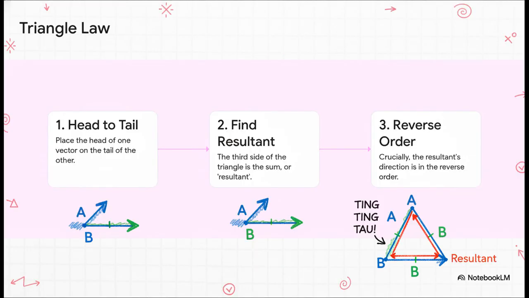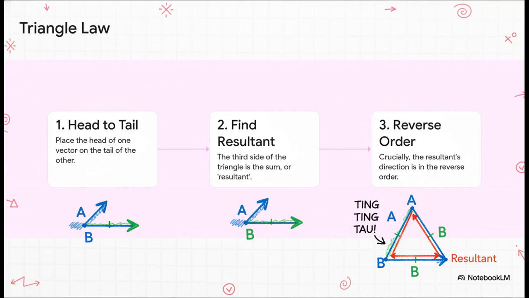We use something called the triangle law, and it's actually a really simple visual trick. All you do is line up your vectors one after the other, head to tail. The final sum, which we call the resultant, is basically the shortcut from your absolute starting point to your absolute ending point. But, and this is the key part, remember the little twist at the end.